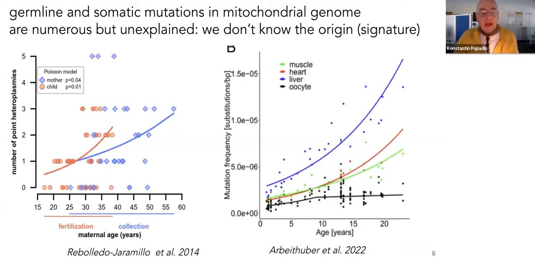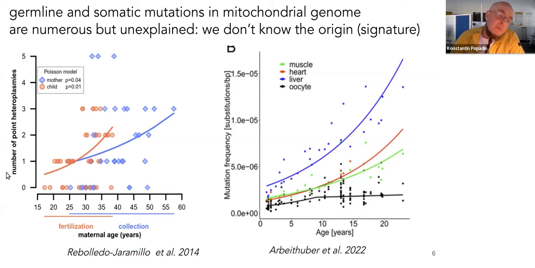Okay, and just let me present several slides just to demonstrate that mitochondrial mutations are important. They can lead to diseases, they can lead to aging. So that's a big deal to understand which mutagen is behind mitochondrial mutations. So for example, in this paper, Rebolledo-Jaramillo, we will come back to this paper several slides later. We can see that mother's age, so please pay attention to red. This x-axis is maternal age at fertilization, and the y-axis is the number of de novo mutations in the offspring, in a child.